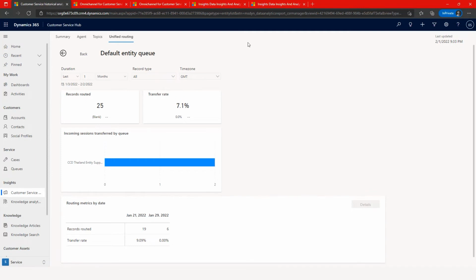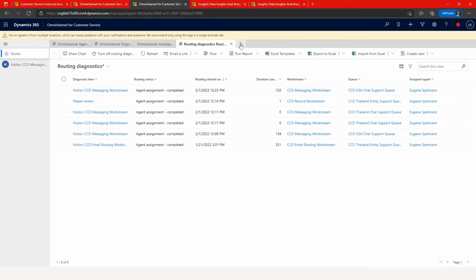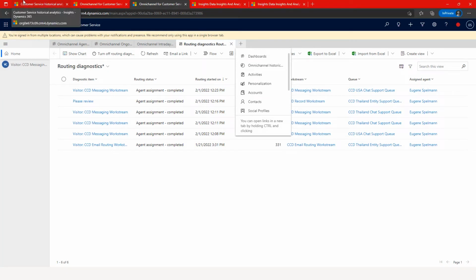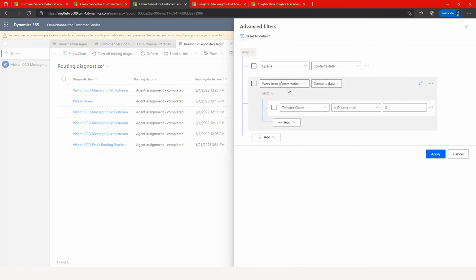Routing diagnostics is also available for supervisors, so she can go into the supervisor's routing diagnostics setup, which you can access either from Omni-channel for customer service, or for all the records, it is accessible in CSH also. Here you can open routing diagnostics, and I have already opened a view where I have added a few filters to look at all the work items where transfer count is more than 0.